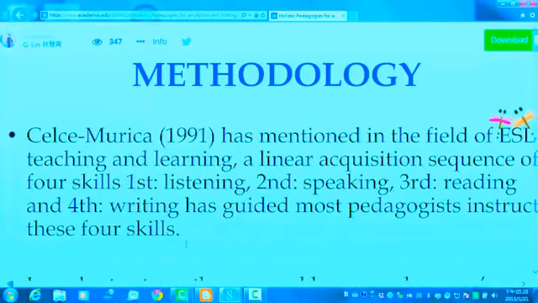The methodology is based on the Salesmorica statement. He mentioned that in the field of ESL teaching and learning, a linear acquisition sequence of 4 skills is: firstly, listening, secondly, speaking, thirdly, reading, and fourthly, writing. These 4 skills have guided most pedagogies' instruction.